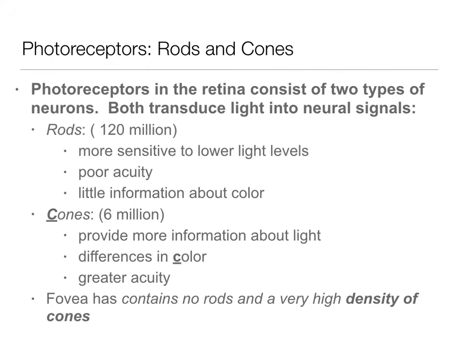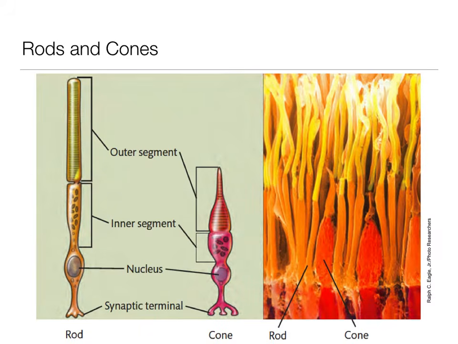But we have way, way more rods, which are going to be really helpful in movement detection and in low light areas. Their names come from how they're shaped. I know a lot of times scientists like to name things confusingly. This is not one of those cases. These cells really look like rods and cones.